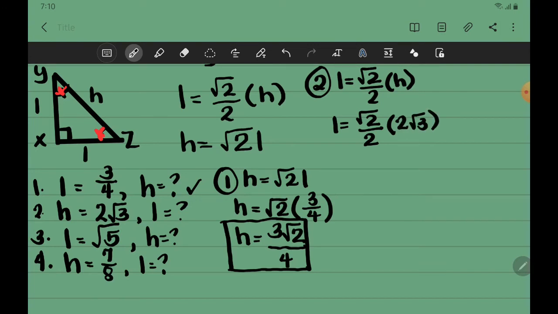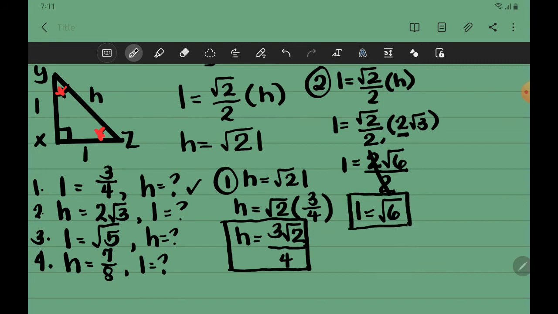And then again, multiply lang natin sa numerator. So, itong 2, copy lang natin. And then, since parehas naman silang radicals, pwede natin ipag-multiply si square root of 2 and si square root of 3. So, 2 times 3, that is square root of 6. And then, copy lang natin yung denominator, which is 2. So, over 2. And then, since pwede natin itong i-cancel, let us cancel it out. So, ang value ng L natin is square root of 6. That is the measure of our leg.